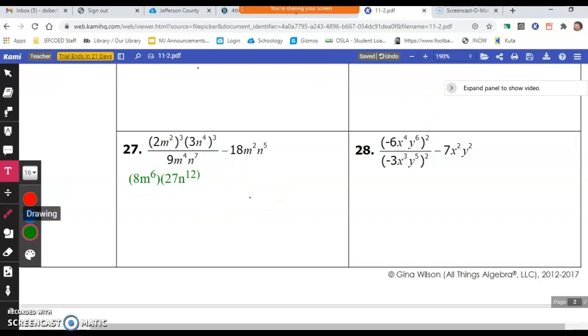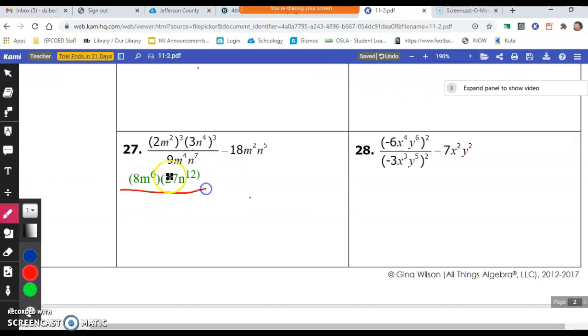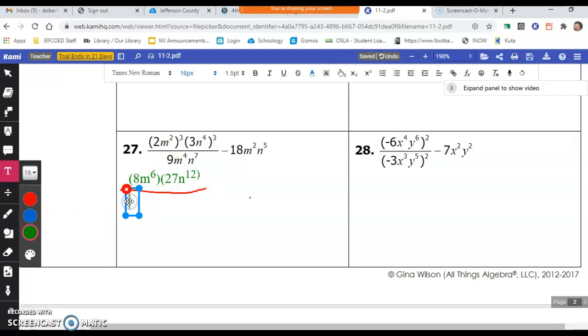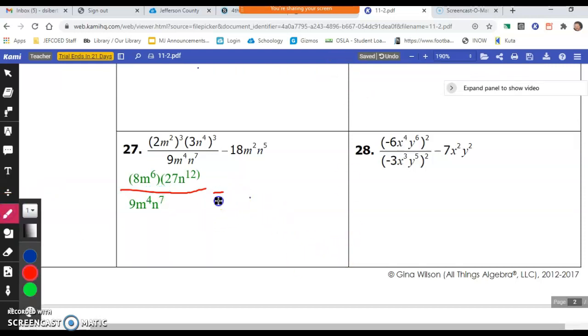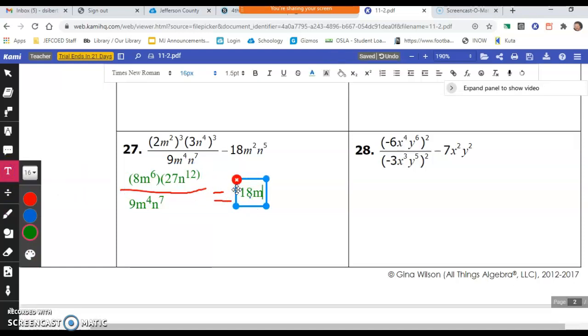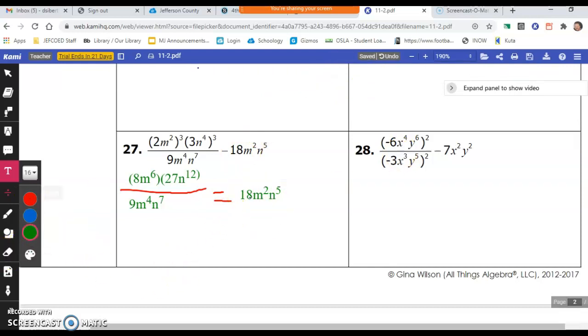All right, now, still, we're filling in everything we have not used. So that's going to be 9m to the 4th, n to the 7th. And all of this still is going to equal 18m squared n to the 5th. Oh, I'm sorry. You were correct. I don't know why I did that. Thank you.